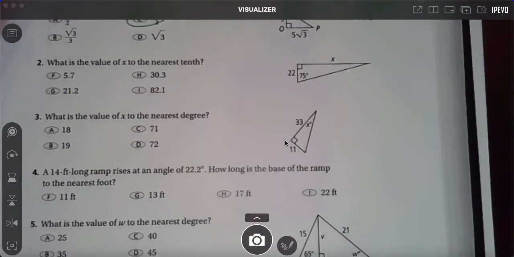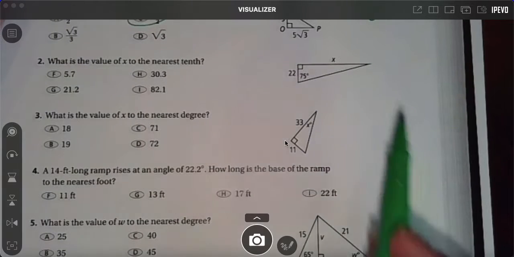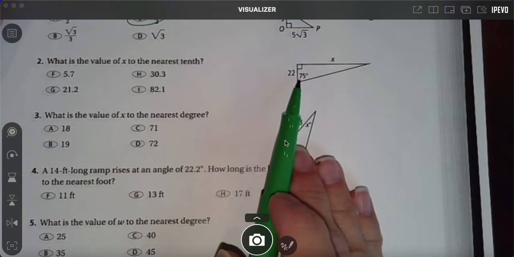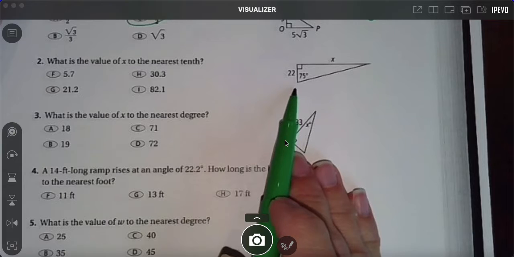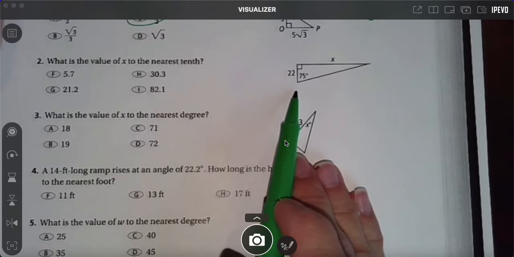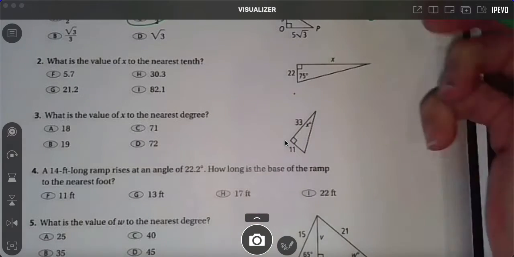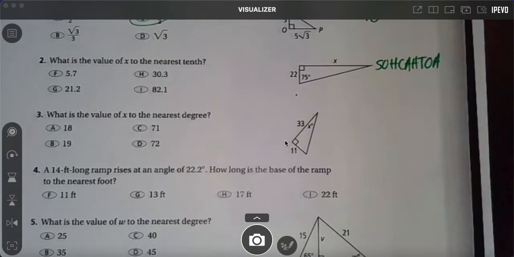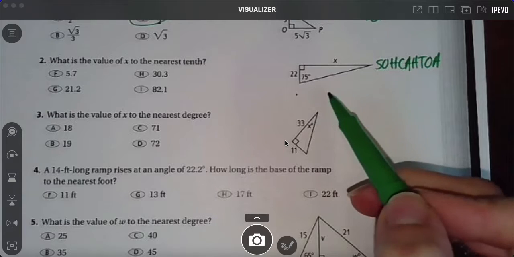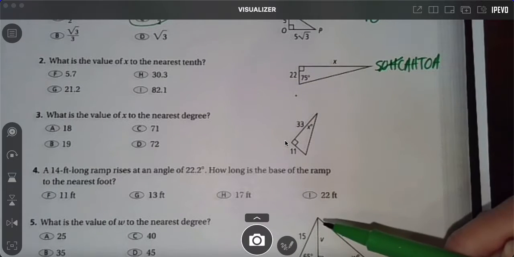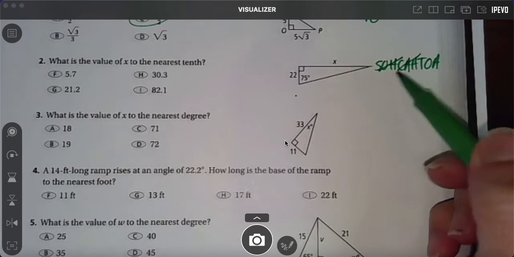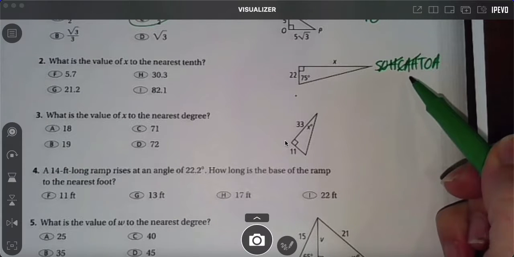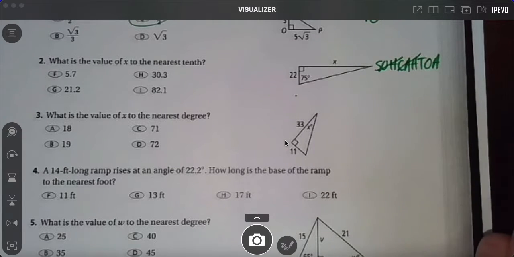Now, on this one, they want us to find x. Here's x. Here's our angle. Does everybody see that this angle is what? 75 degrees. Now, I have to decide from my angle, am I using sine, cosine, or tangent? So if you need to, write it down again. You're right, it's tangent. Are we even given the hypotenuse? No, that means it's not the sine function and it's not the cosine function. Both of those had hypotenuse. So it has to be the tangent of that angle.